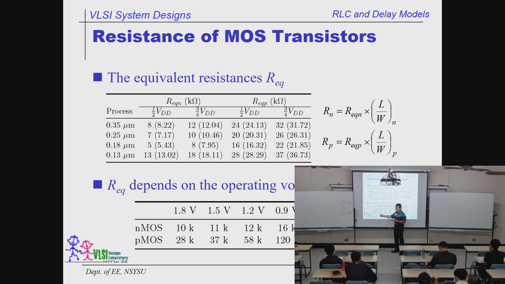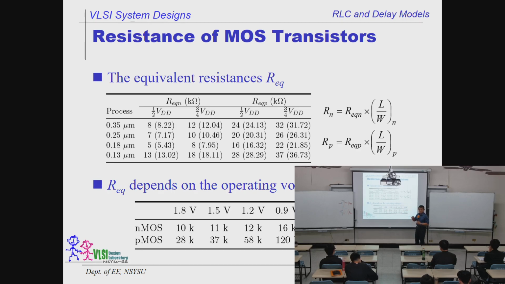And for the PMOS, it's about 28. That's about 3 times difference. 10 and 28. Keep that in mind. It's very easy to remember. Because in this class, all the students are new, beginners, so we don't ask you to remember all these numbers.